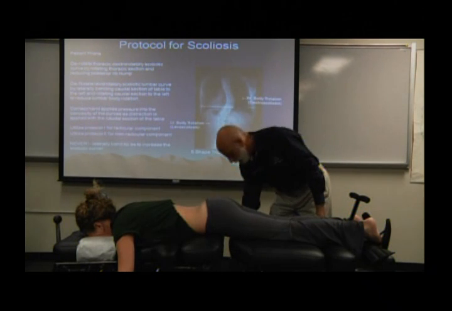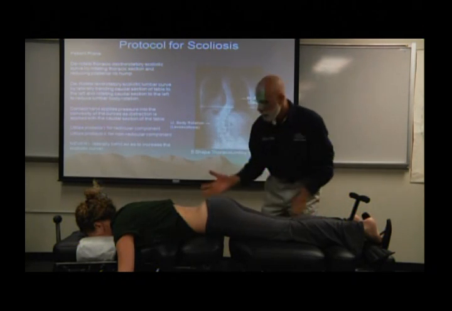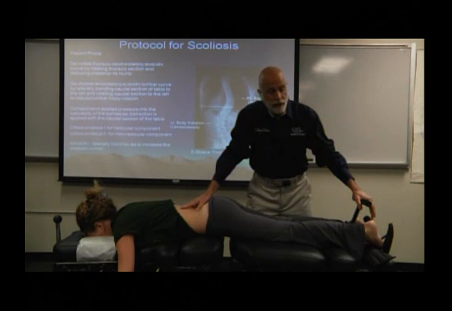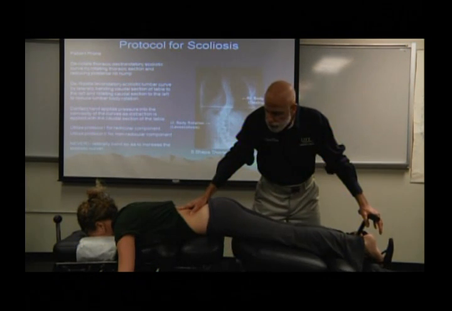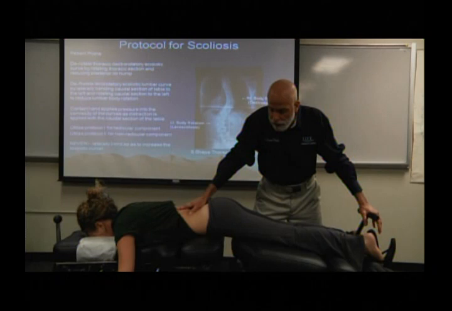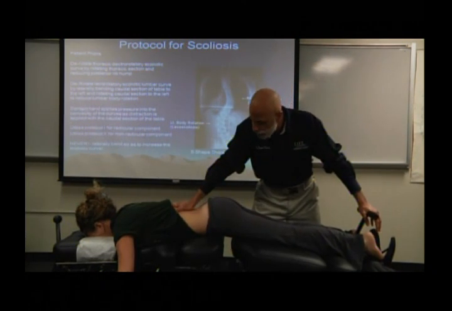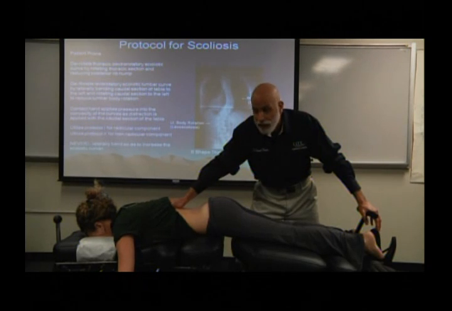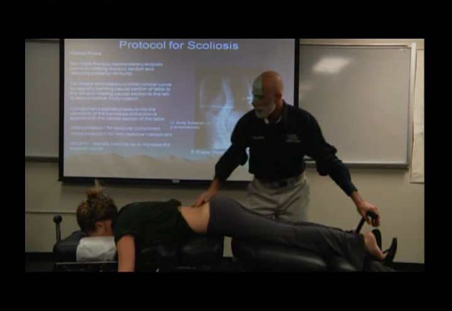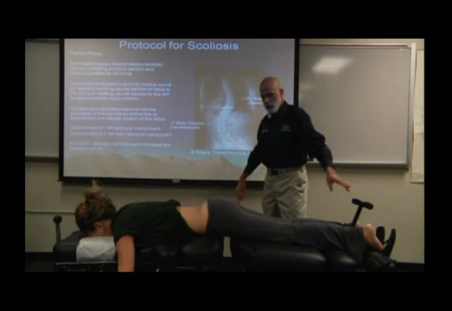Okay, so in this particular case, we would start at L5. We would do 10 flexions at L5. We'd go to L4. We'd do 10 flexions. L3, L2, L1, T12, T11. Right? We want to get the whole span of that scoliosis.